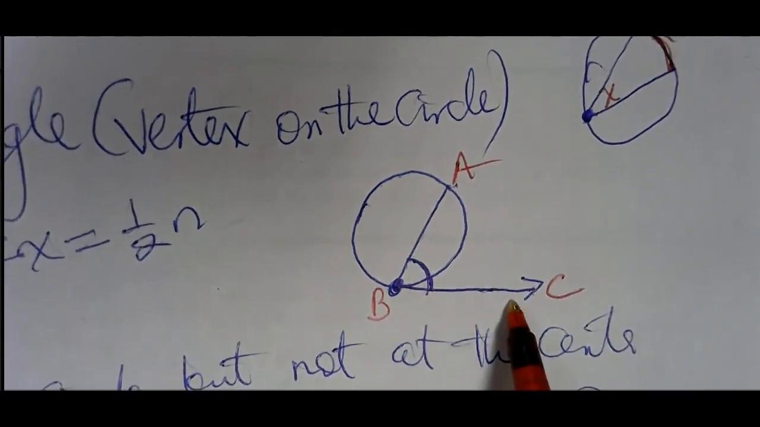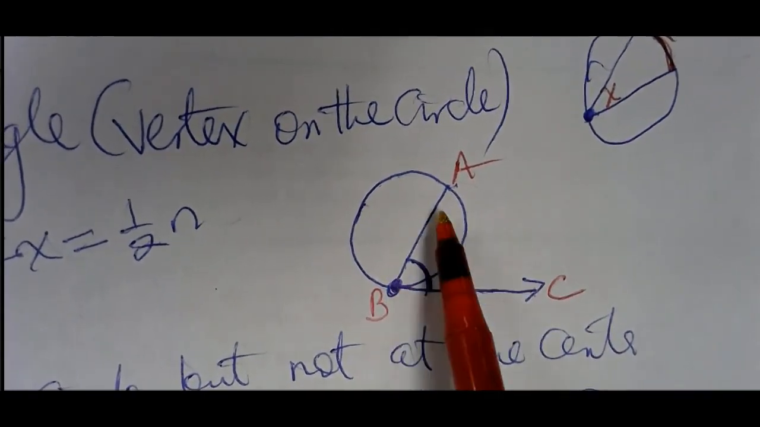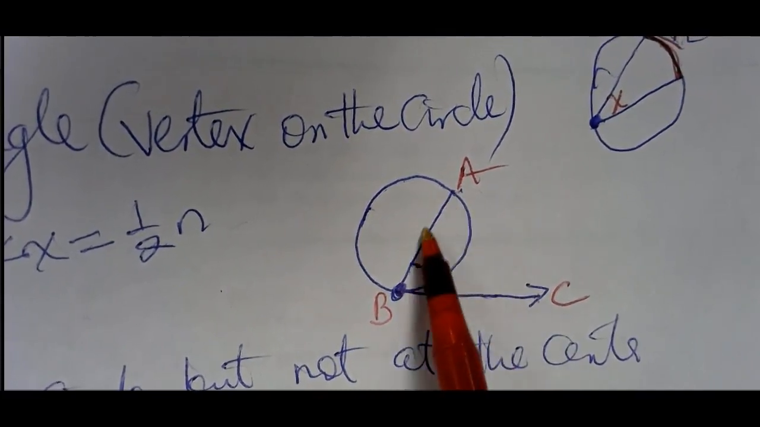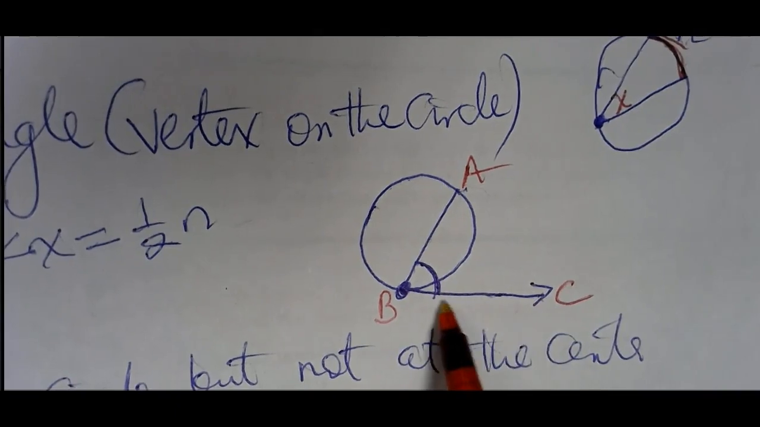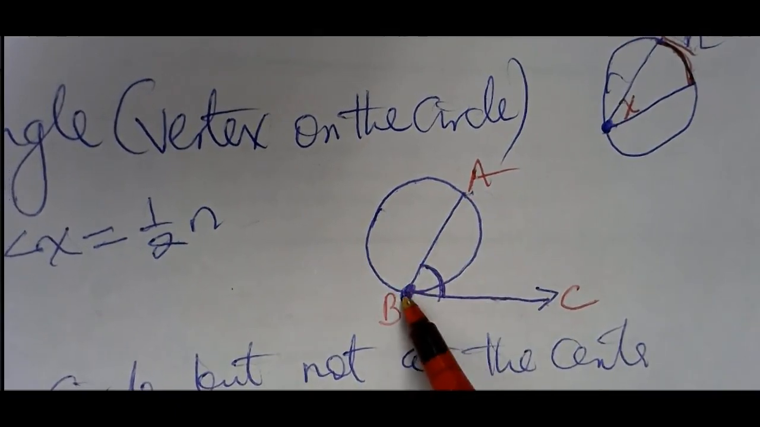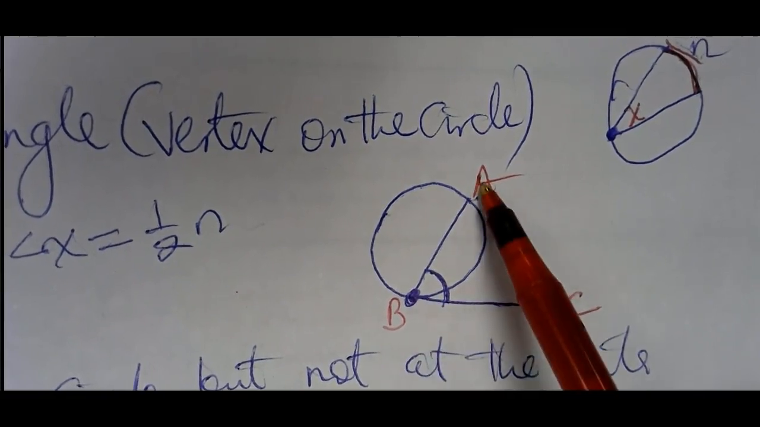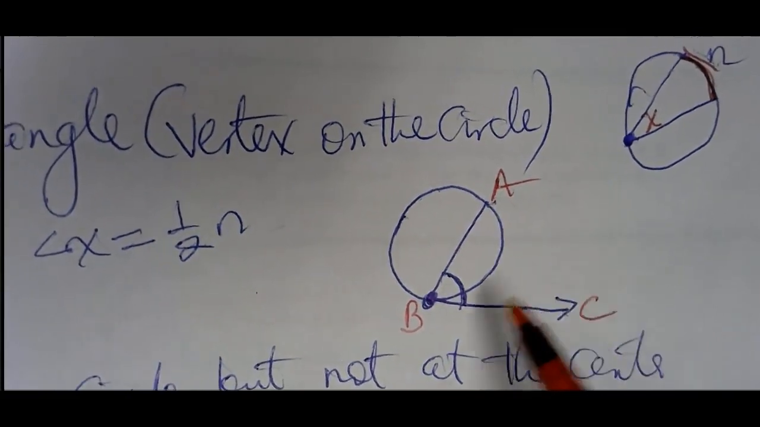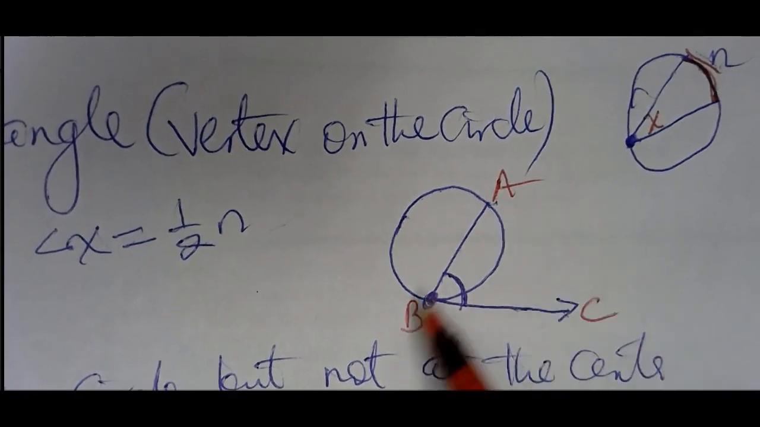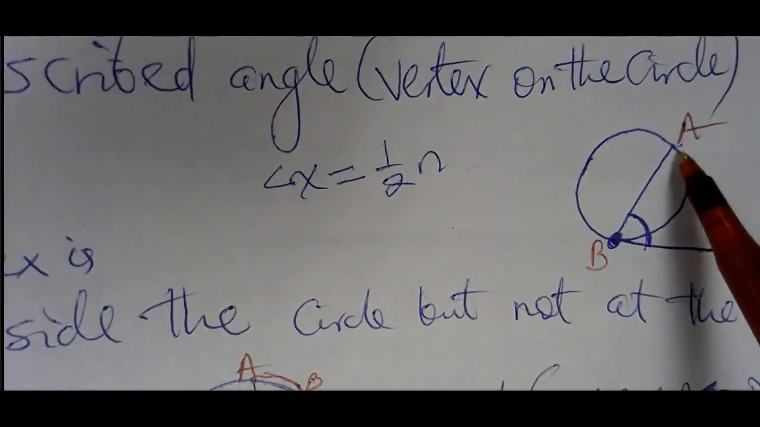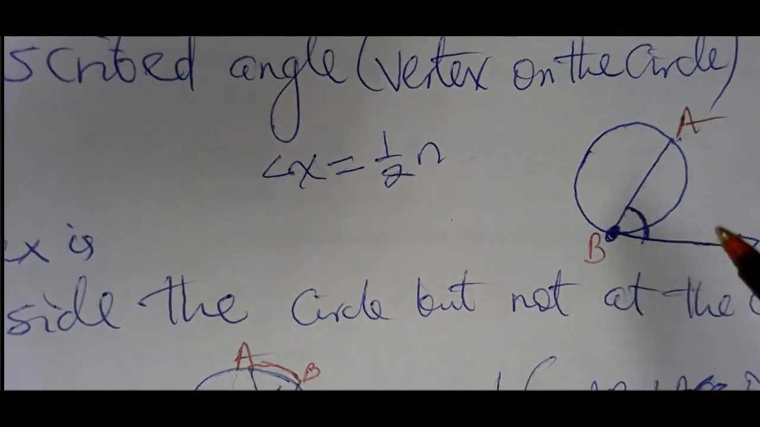Or if it is with a tangent, the same thing. Again, you have to look at the arc that is in between the two sides of the angle. So arc AB is twice the measure of angle ABC. So angle ABC, or angle B, is 1/2 of the arc AB.